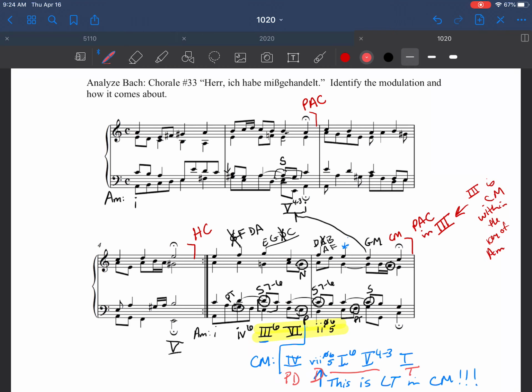There's a PAC in A minor. Sounds very incomplete. Half cadence, like a question mark. We continue in A minor. At this point, I'm shifting. C in C major.